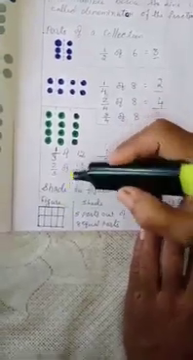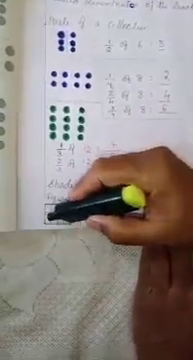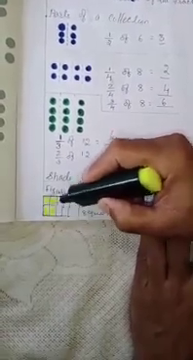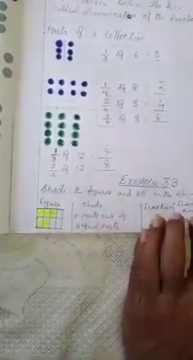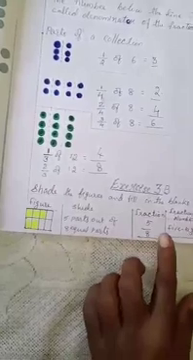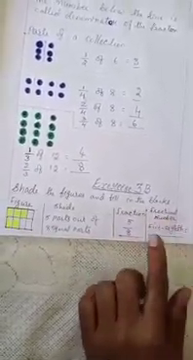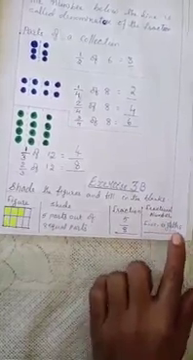That means you have to darken only 5 parts. 1, 2, 3, 4, 5. 5 parts you have to shade it. So in fraction you will write 5 by 8. In fractional number you will write this as 5/8.